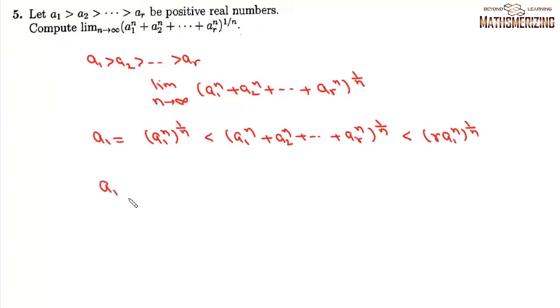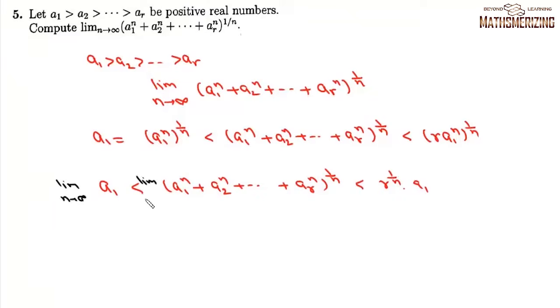So from here we can write a1 is less than (a1 to the power n plus a2 to the power n plus a_r to the power n) to the power 1 by n, which will be less than r to the power 1 by n into a1. Now we'll take this limit n tends to infinity. Now this limit is a1, this limit is also a1. So from the sandwich theorem we can say that the value of this limit will be simply a1.